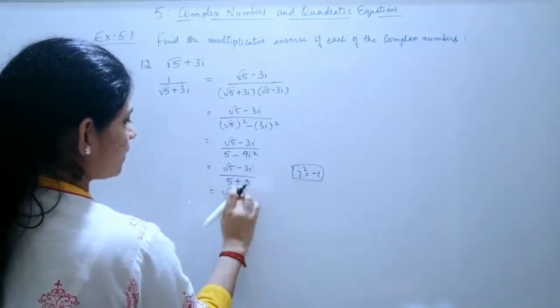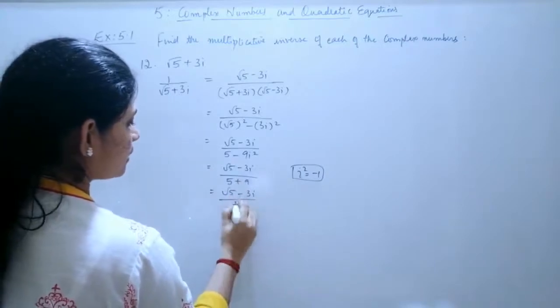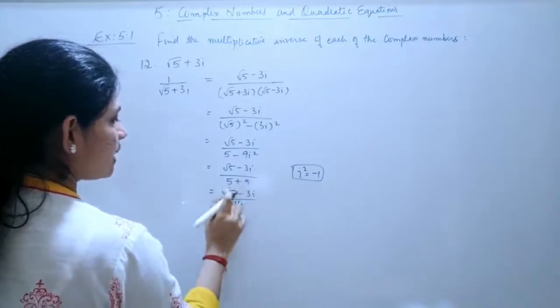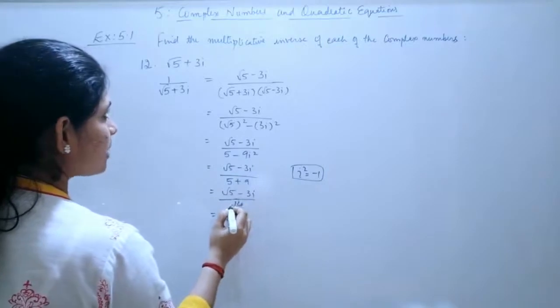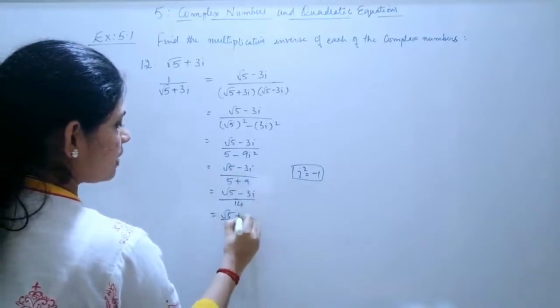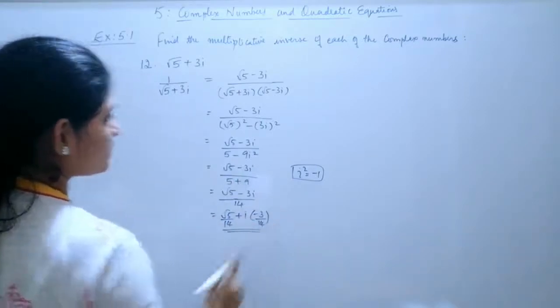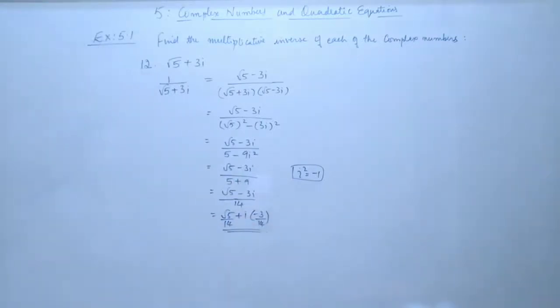So root 5 minus 3i divided by 14, which should be split and written in a plus ib form, so that you will get root 5 by 14 plus i into minus 3 by 14. This is the multiplicative inverse of root 5 plus 3i.